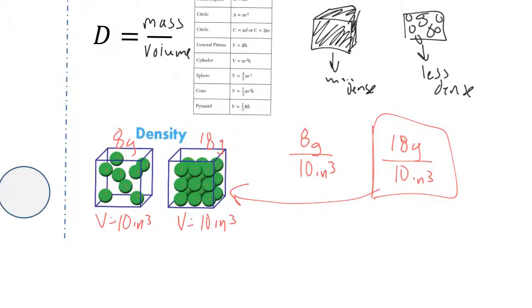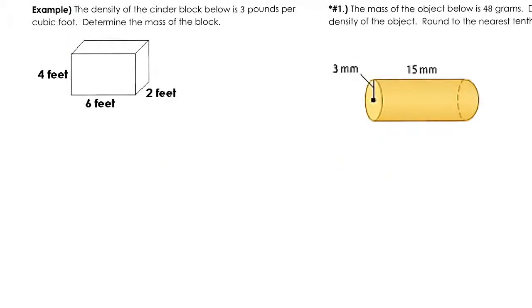So let's look at the inside example to see how to do one of these problems. So I see it says the density of the cinder block below is 3 pounds per cubic foot. That's my density. That's the D. Determine the mass of the block. So I want to find mass. I don't know what that is. That's going to be my variable. So I know that density equals mass divided by the volume.